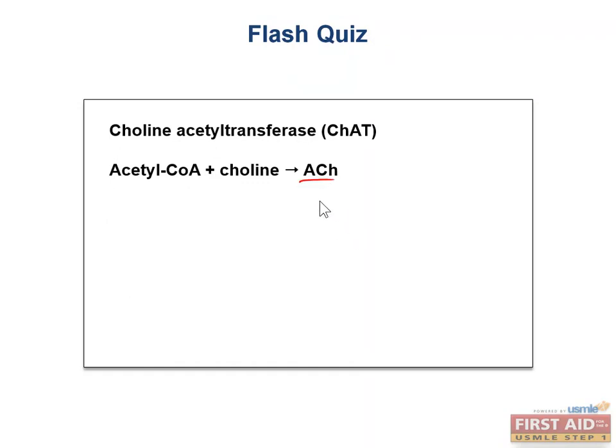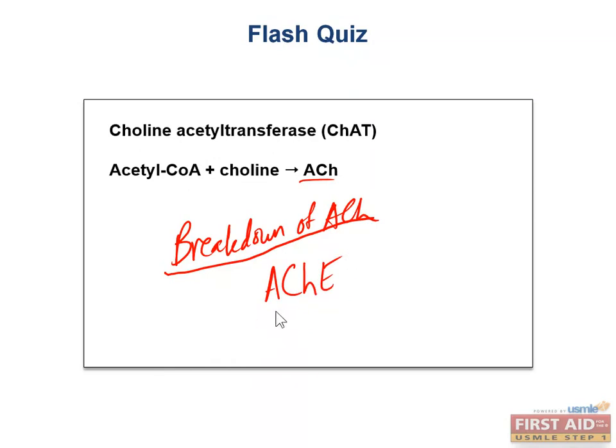So I'll pose even one more question to you. What enzyme is going to be responsible for the breakdown of acetylcholine in the synaptic cleft? Do you remember what that was? That would be acetylcholinesterase. Now, its shorthand is going to be AChE, acetylcholinesterase.